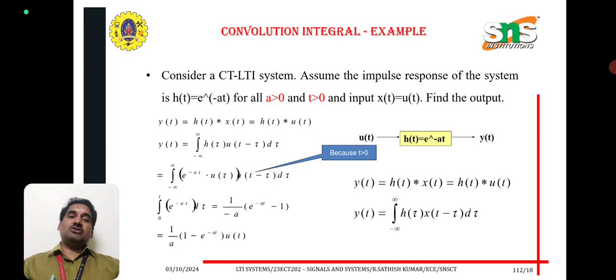The convolution integral can also be defined as y of t is equal to h of t convolved with x of t, or x of t convolved with h of t. Y of t is equal to the integral over minus infinity to plus infinity of h of tau into x of t minus tau d tau.